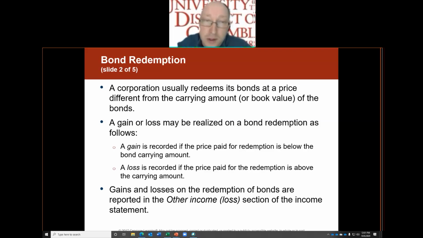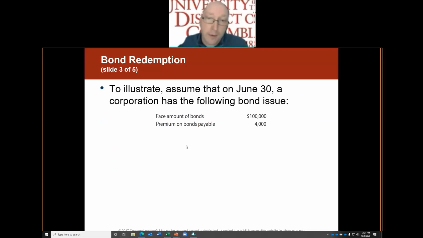So what does that look like? When there's a gain, it's recorded as if the price was paid and redeemed below the bond carrying amount. When there's a loss, it's recorded as paid through redemption above the carrying amount. So again, when you're looking at your income statement, it's recorded as either a gain or a loss on the redemption of a bond. So how does that look? As we have the $100,000 face value.